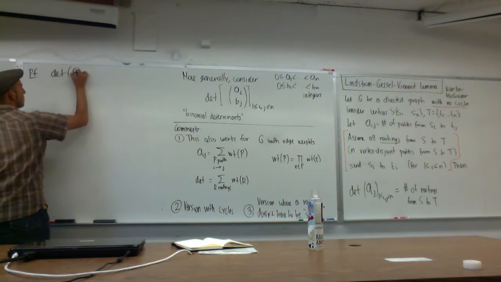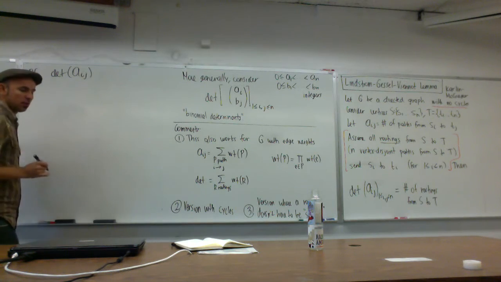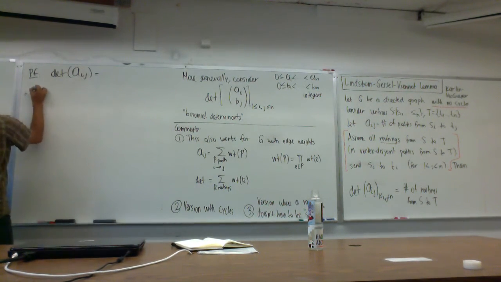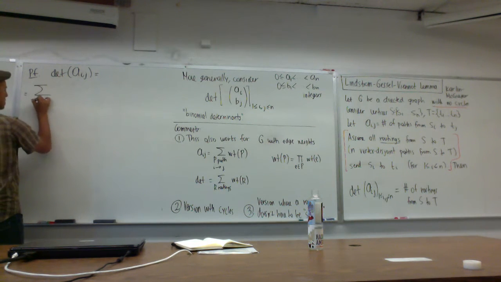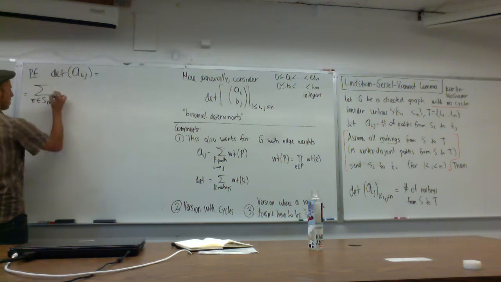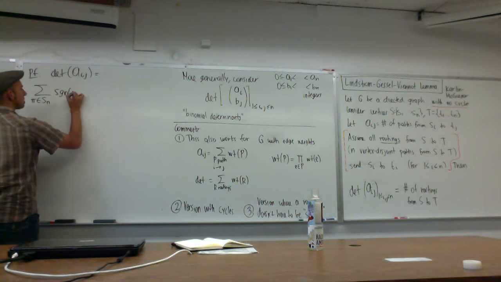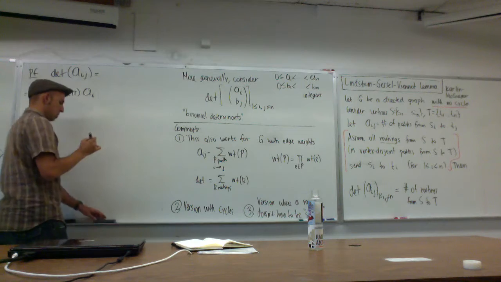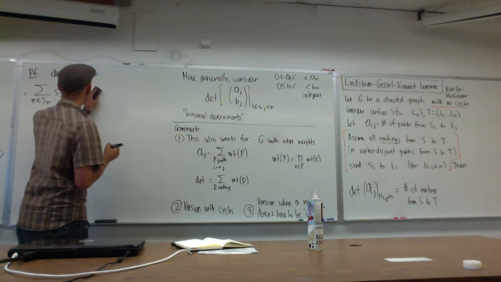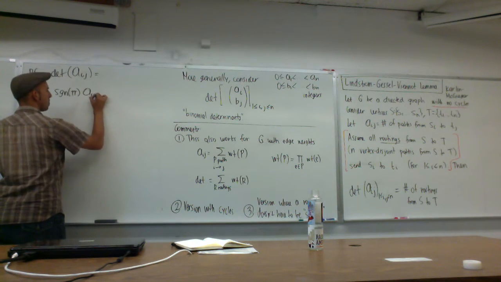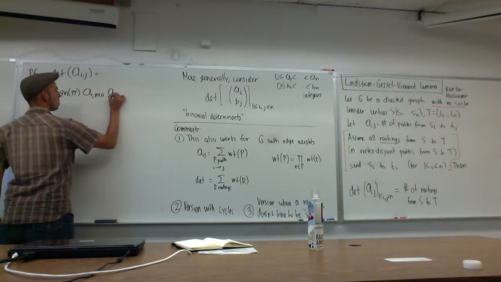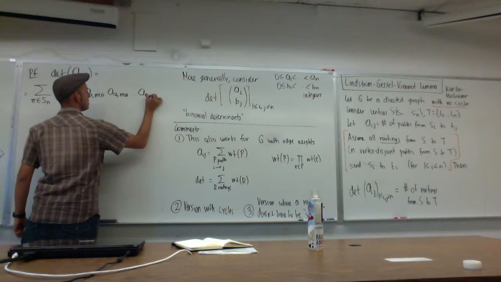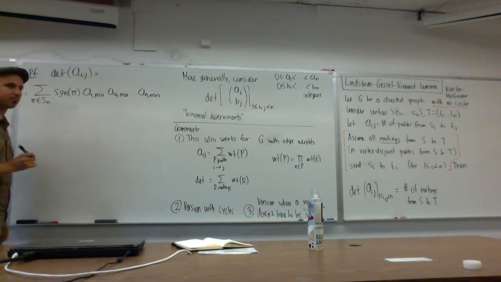Okay, so let's figure out what this determinant is. Okay. So how do you compute a determinant? You're supposed to take the sum over all permutations pi in Sn of the sign of the permutation times A1,pi(1), A2,pi(2), ..., Am,pi(m). Okay?